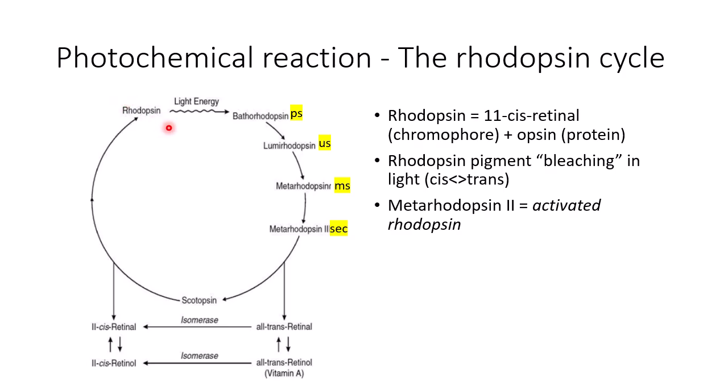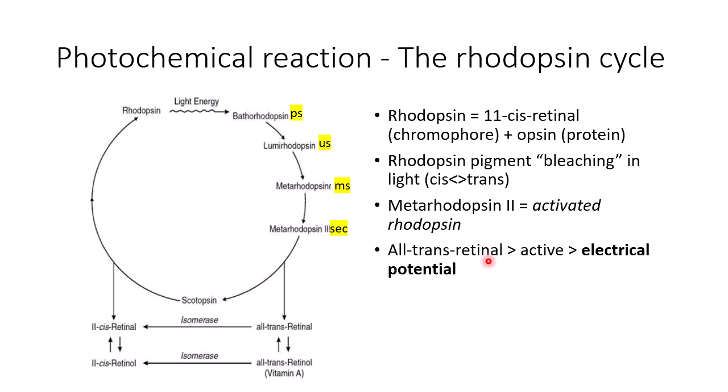Now, what actually is undergoing activation? It is the opsin. See, rhodopsin gets converted to beta-rhodopsin in a matter of picoseconds. PS stands for picoseconds. Then lumirhodopsin, microseconds, meta-rhodopsin, milliseconds, and meta-rhodopsin 2 in seconds. So you see the whole activation as the light falls on the retina is happening in a matter of seconds. So it is the meta-rhodopsin 2 part of the rhodopsin which is the activated part. It is the activated rhodopsin and it gives rise to the nerve impulse.